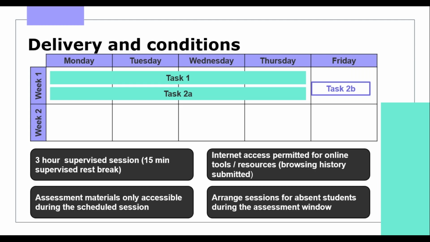Internet access is permitted for limited purposes, such as accessing online resources to create their data visualizations and digital slides, with a copy of the student's browsing history also being submitted. You must ensure that privacy mode has been disabled with policies applied to prevent students from deleting their browsing history. Now, if a student misses Task 3, then you can arrange a new session within the assessment window, but before they sit Task 4.